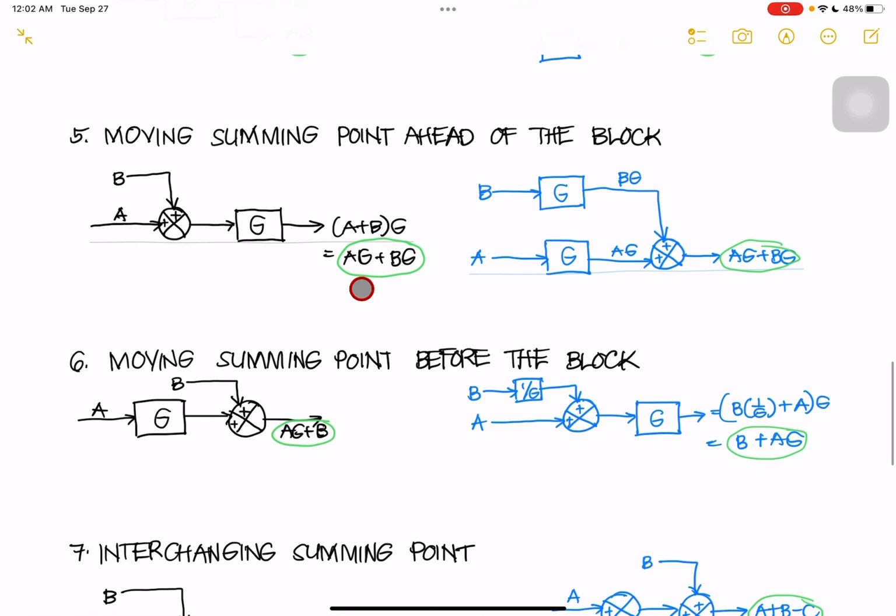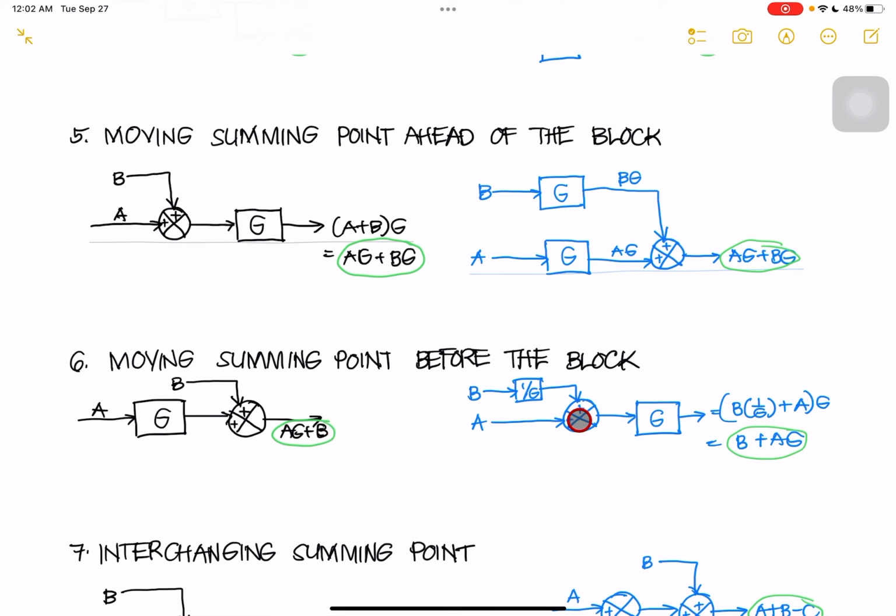Next, moving the summing point before the block. So, we move it before the original block. Earlier, for the branch point, when moving before, we just copied the gain. This time, we place a block, but with the reciprocal of the gain of the reference block. Okay? So here, the output of AG, plus B, is the total output. We should have the same output.